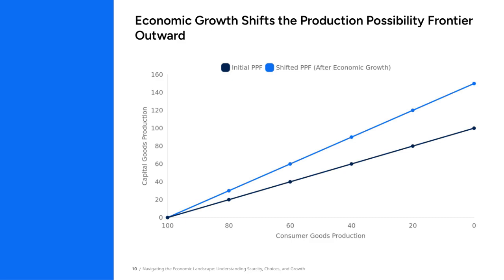For example, at a point where 40 units of consumer goods were produced initially, capital goods production was 60 units. After growth, capital goods production rises to 90 units at the same level of consumer goods. This outward shift demonstrates how economic growth expands resources or improves technology, allowing more efficient and higher levels of production. It means the economy can now produce more consumer and capital goods, which ultimately supports higher living standards and future growth.